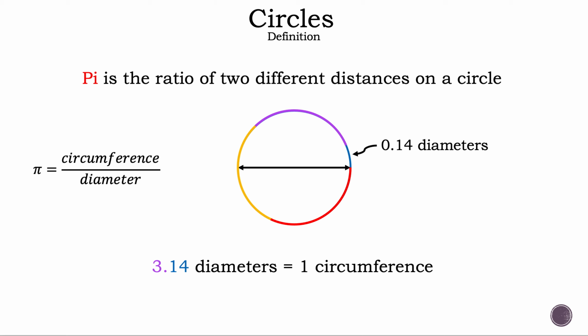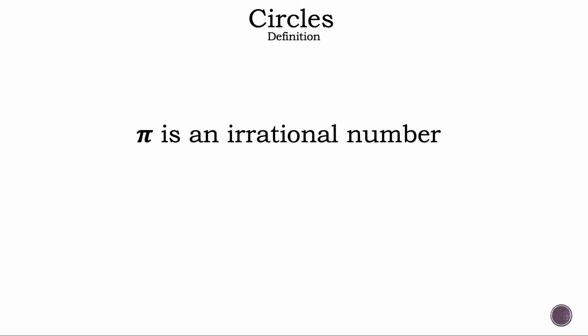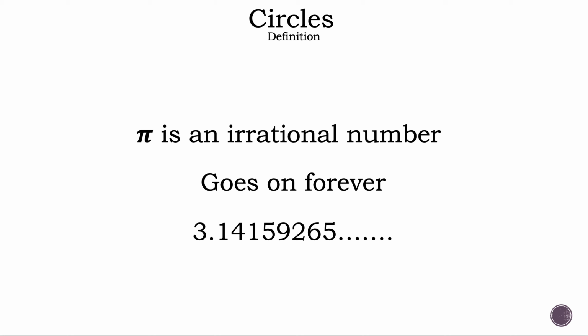And that number 3.14 should sound familiar, and that's because it is pi. And pi is an irrational number, and it goes on forever. That is what irrational means. And now we can say that the number is 3.14159265, and so on and so forth.